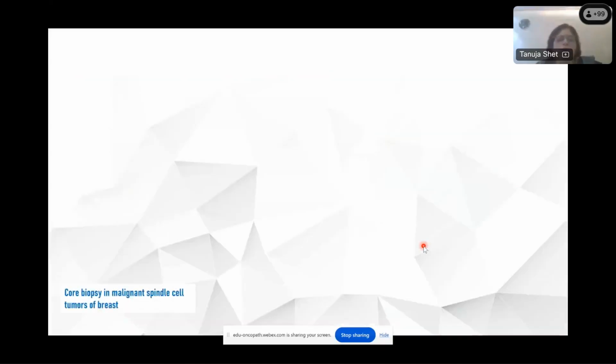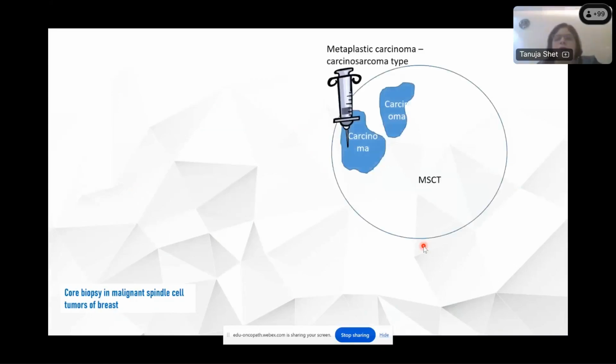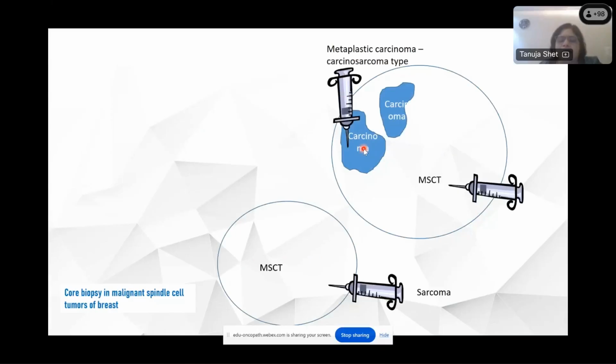So remember, core biopsy, there's a problem, because if I take this core biopsy like this, so suppose this is a metaplastic carcinoma. It has a malignant spindle cell component and it has a carcinoma component. If my needle goes into the carcinoma, I'll call it carcinoma. If my needle goes into the sarcoma, I will call it sarcoma. And the whole management changes. And if it's a pure sarcoma, of course, I'll get a sarcoma.